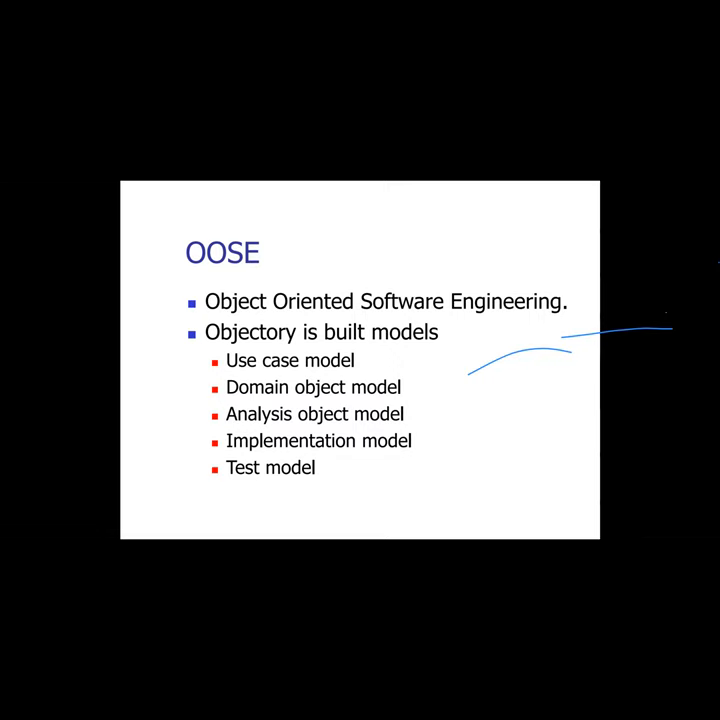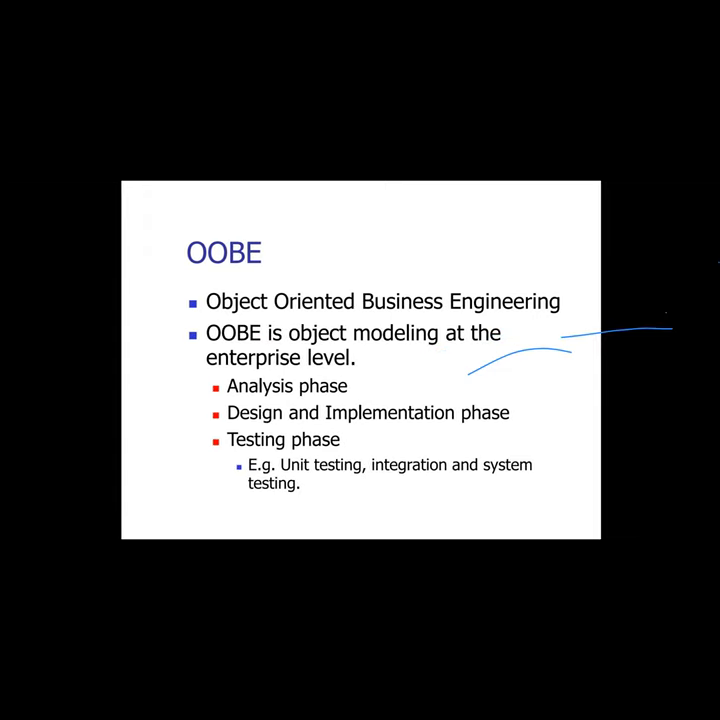So the OOSE use case models and object tree are proposed by Jacobson's methodology. In the same way, the next concept is called object-oriented business engineering. Here, our project, what we are discussing, is object-oriented analysis and design. That is our subject. Within object-oriented analysis and design, we have to think about the subject from a software engineering perspective, from the developer's point of view, as a software engineer.